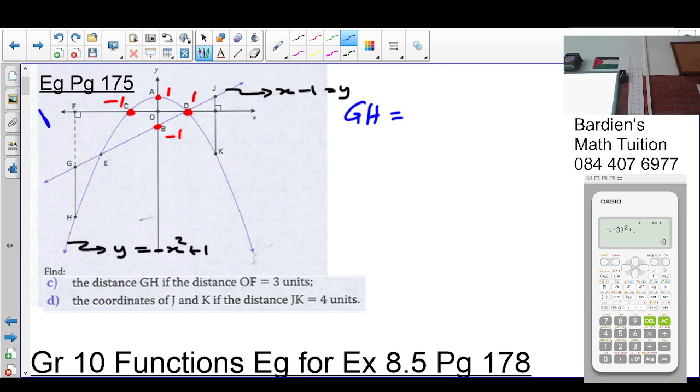looking from on top, looking here on top of the graph. We're looking at GH. Looking from on top, which graph comes first? The straight line and then the parabola.